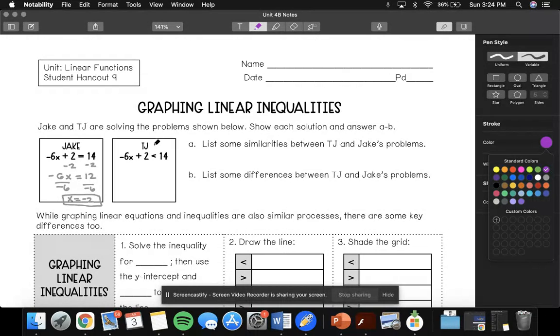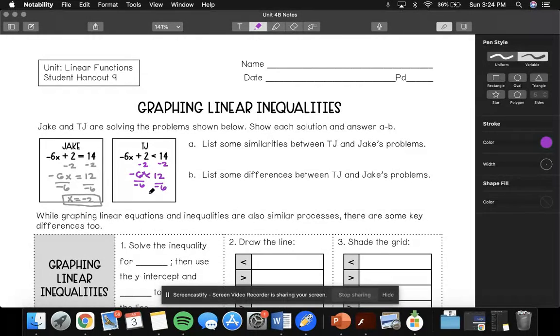Then we have TJ, which again we would subtract 2, which is 12. Then we would divide by negative 6 as well. But because we divide by a negative, we have to remember to flip that sign. So when we divide by negative 6, x is anything greater than negative 2.